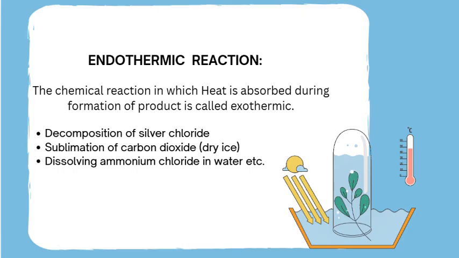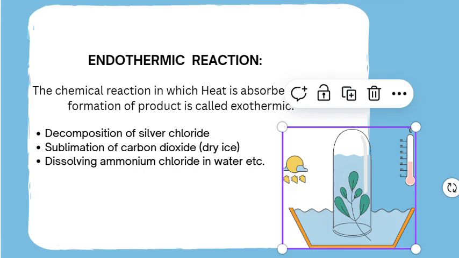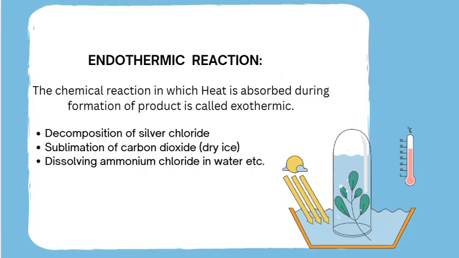Endothermic reaction. What is an endothermic reaction? Endothermic means heat is absorbed in this reaction along with the formation of product. Examples are decomposition of silver chloride, sublimation of carbon dioxide, which is also known as dry ice, dissolving ammonium chloride in water, and photosynthesis. This image here represents photosynthesis. And there are many more.